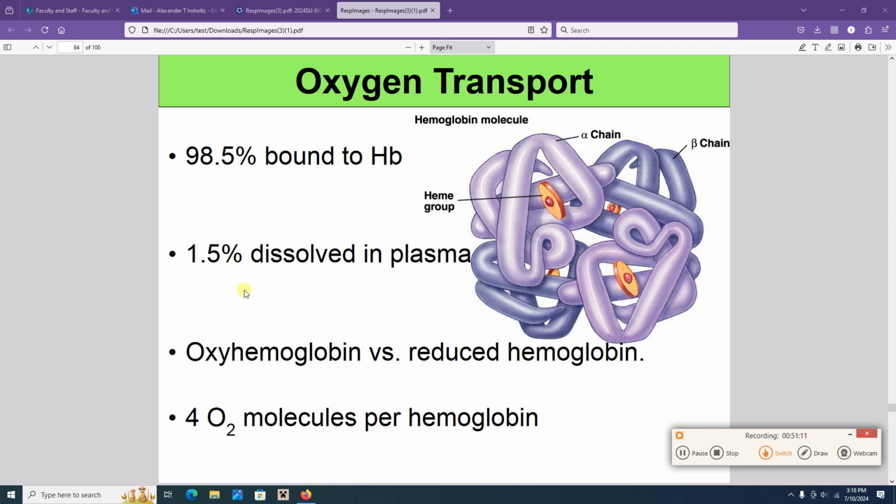The other 1.5% is dissolved in plasma. Remember, we just said oxygen is not that soluble. Now, hemoglobin with oxygen attached is called oxyhemoglobin. Hemoglobin without oxygen is called deoxyhemoglobin or reduced hemoglobin. Now, every hemoglobin, because it has 4 heme groups, 4 iron molecules, can carry 4 oxygen molecules.